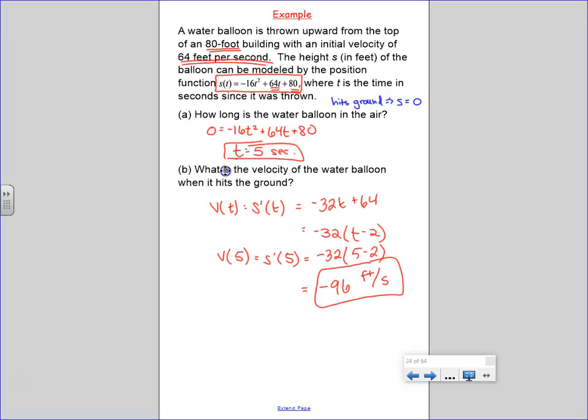Angela. What's the reasoning behind plugging the 5 into the T instead of 0? Because it says when it hits the ground, and it doesn't hit the ground for 5 whole seconds. Remember, T is time, so I have to plug in time of 5 seconds. Does that make sense? Yeah. Okay. So it's the time that it's in the air.